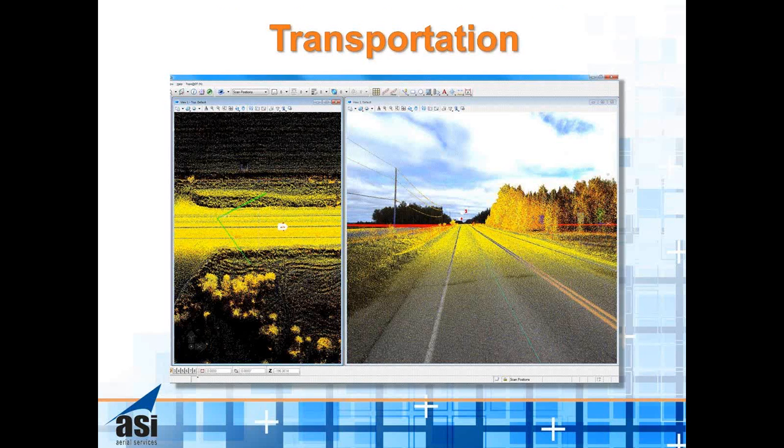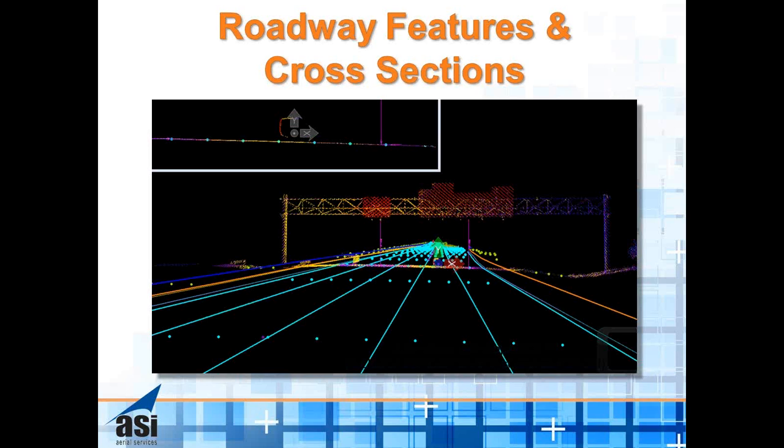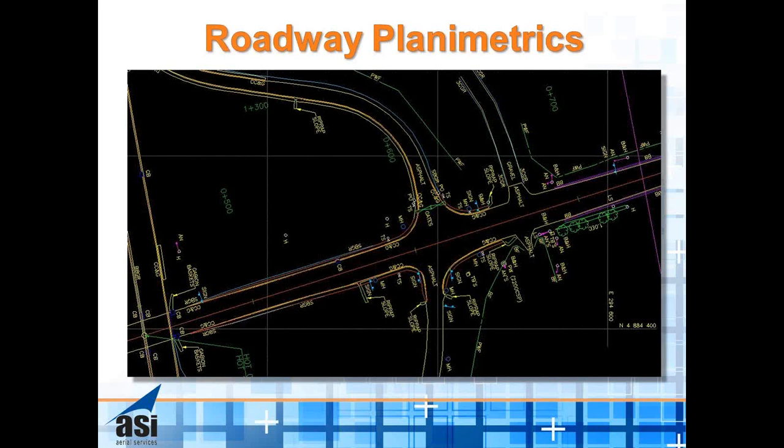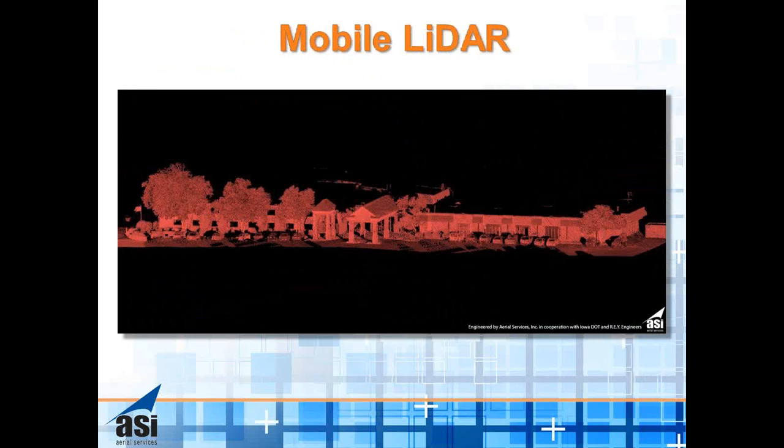So we're able to collect and fuse the data for airborne LiDAR and photography. We can do the cross sections and any of the roadway features with the LiDAR. We're able to do railway assessments. We can do the roadway planimetrics.